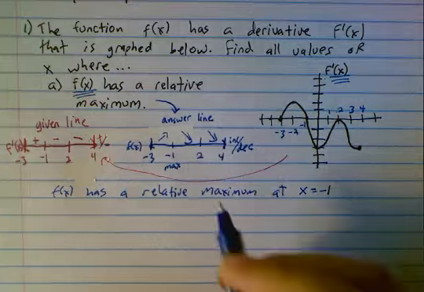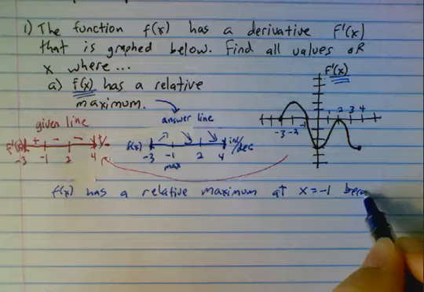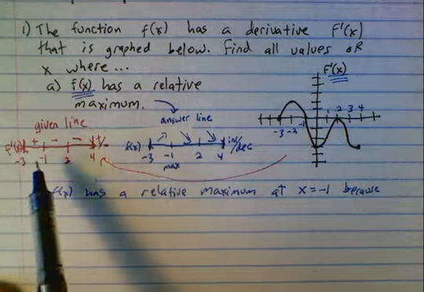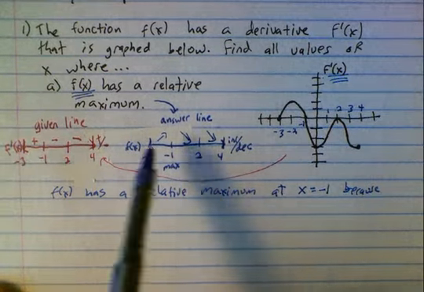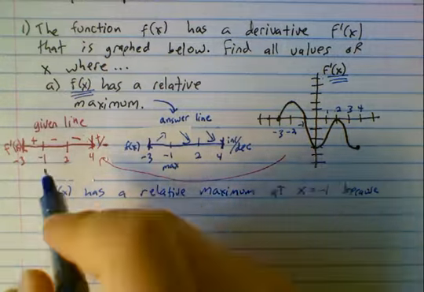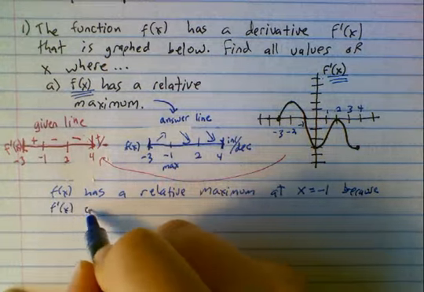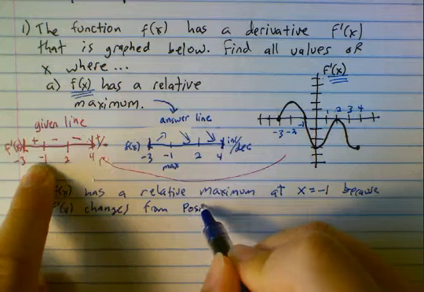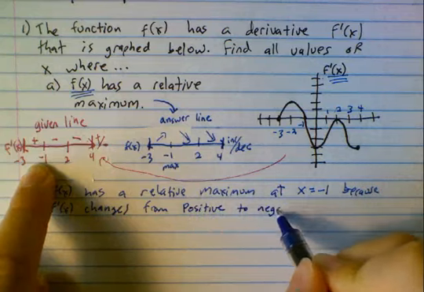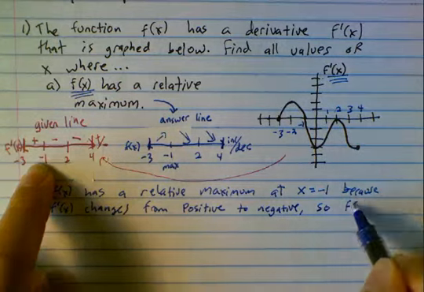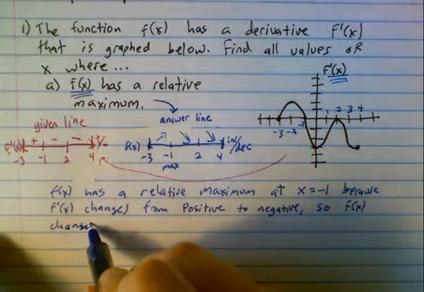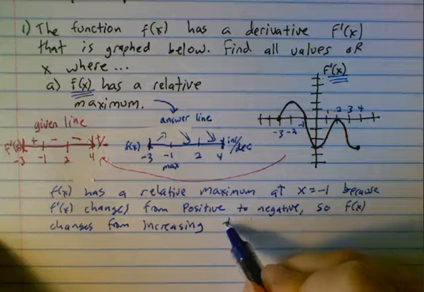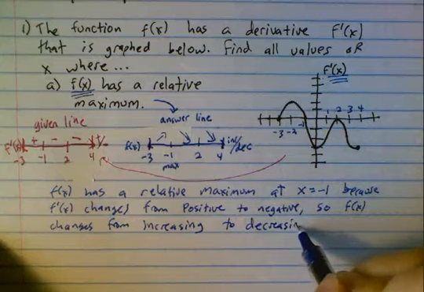At x equals -1, right here, and then we're just going to describe our reasoning. It turns out on the AP test, these little sign charts are not actually sufficient work shown to give you credit. You have to actually write out the statement. F prime of x changes from positive to negative. So f of x changes from increasing to decreasing.